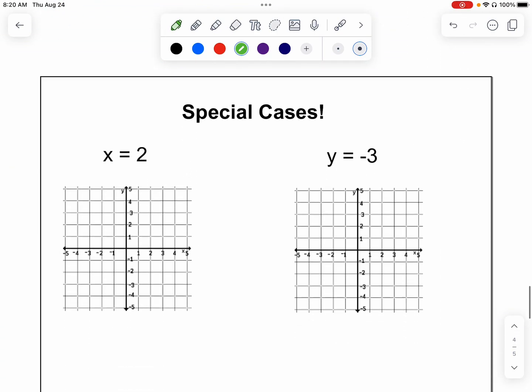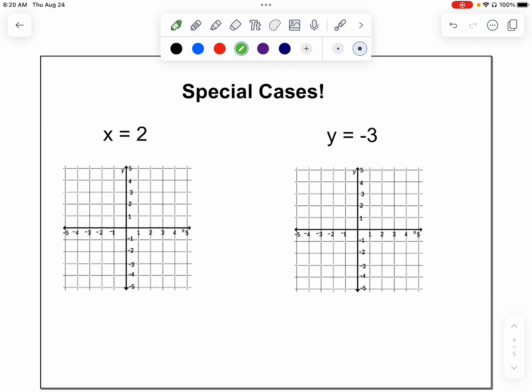The last thing we're going to talk about are special cases. When you have a special case of x equals 2, on the graph it is right here. However, we want to graph everywhere where x is 2. So here x is 2, here x is 2, here x is 2. All of these points that line up with x is 2 are true when x is 2. So that would make it a vertical line at x equals 2. x equals equations are always vertical because it's everywhere where that is true.